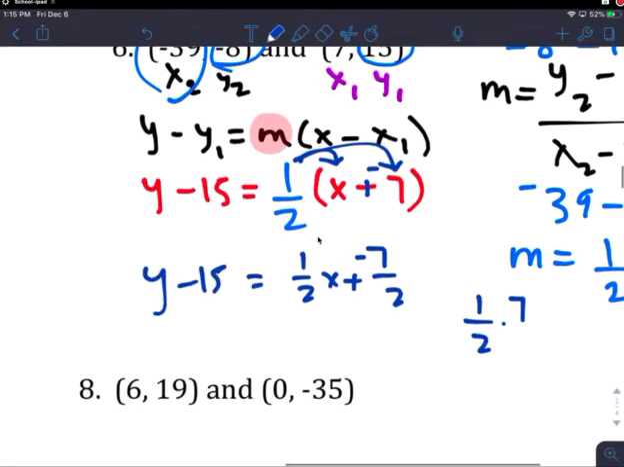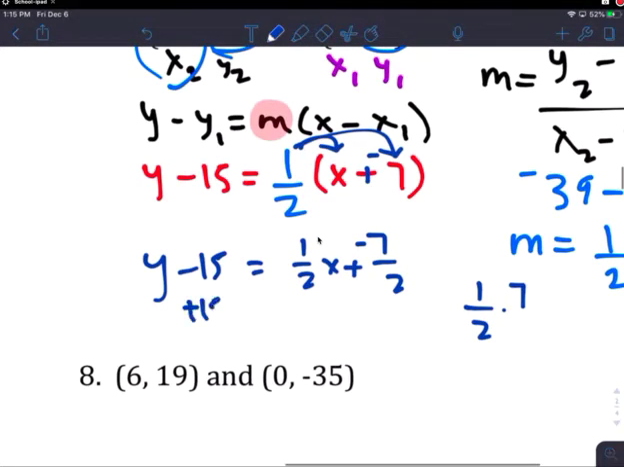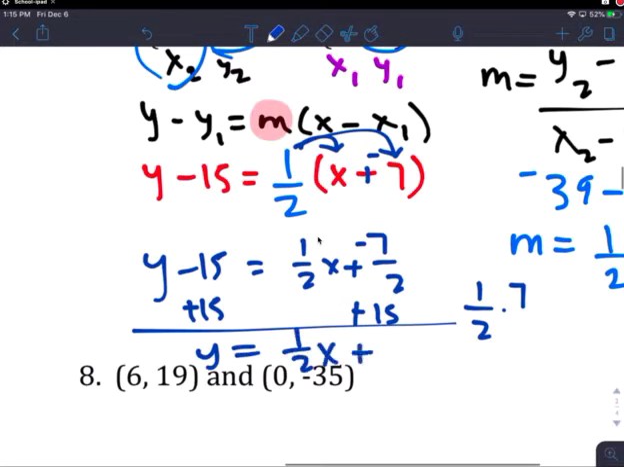And then you add 15. Get y equals 1/2 x plus 6, I think 0.5 if you put it in a calculator.